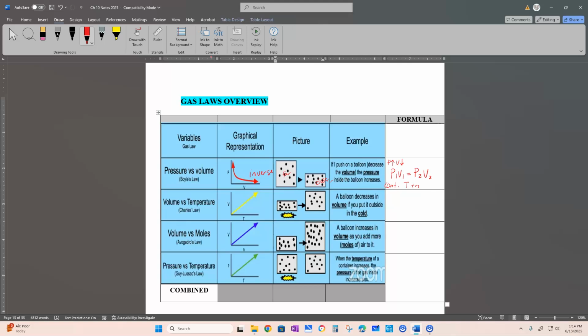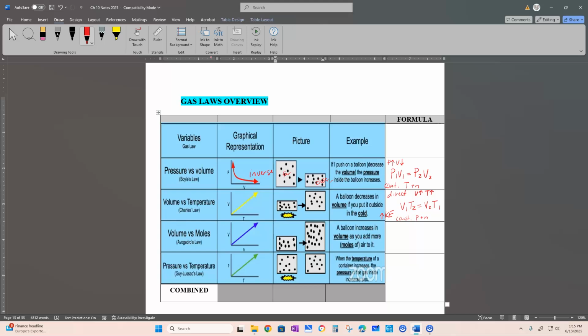Okay, so inverse relationship. Charles's law looked at volume and temperature, and as you see the straight line, direct relationship. So if volume goes up, temperature goes up. If we crank up the temperature in that balloon, you're going to make the molecules go faster, gain some kinetic energy, which we talked about, and that will make the balloon bigger. So now we have V1T2 is V2T1, and what has to stay constant is pressure and moles.